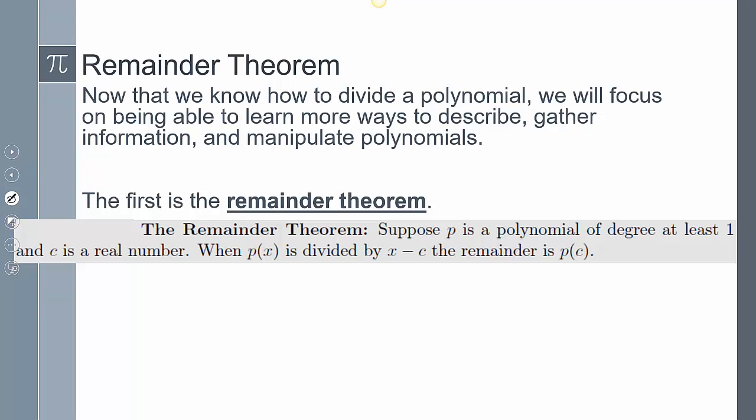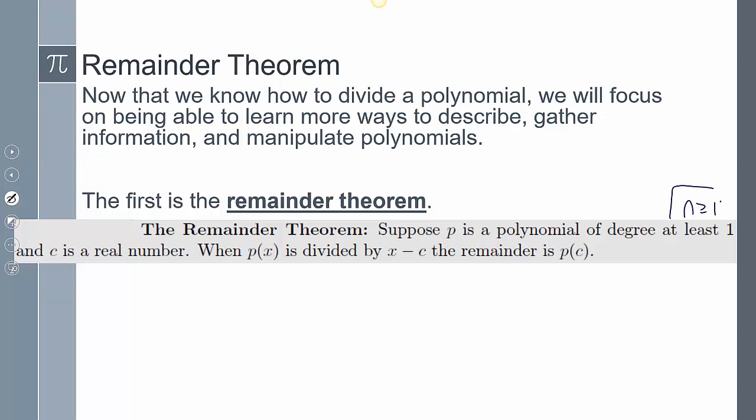And so that first concept is going to be the remainder theorem. And it says that suppose P is a polynomial of degree at least 1. Remember, we talked about that. We like this n being greater than or equal to 1. And c is a real number. Then when P of x is divided by x minus c, the remainder is P of c.